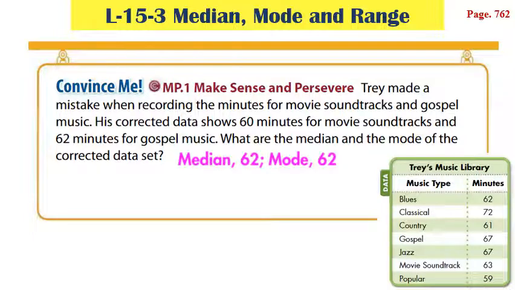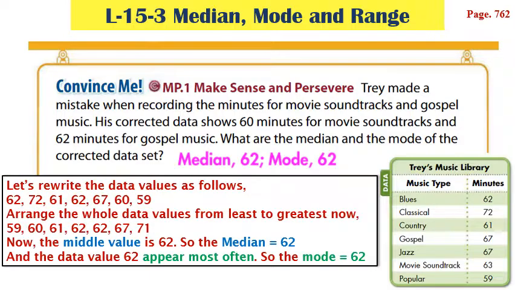Let's rewrite the data values as follows. 62, 72, 61, 62, 67, 60, 59. Arrange the whole data values: 59, 60, 61, 62, 62, 67, 72. Now, the middle value is 62. So the median equals 62. And the data value 62 appears most often. So the mode equals 62.